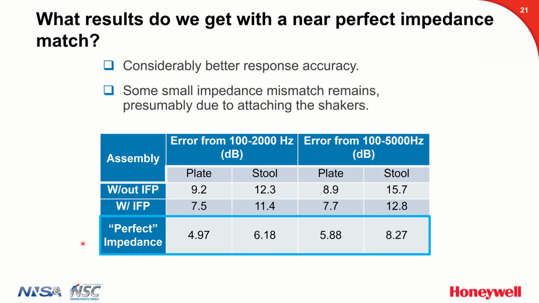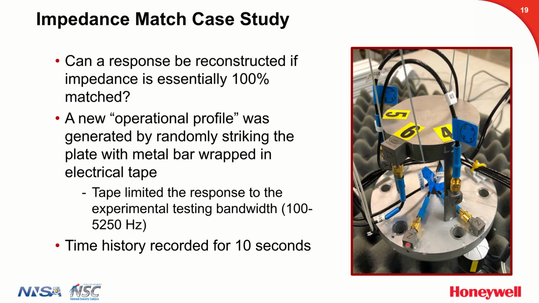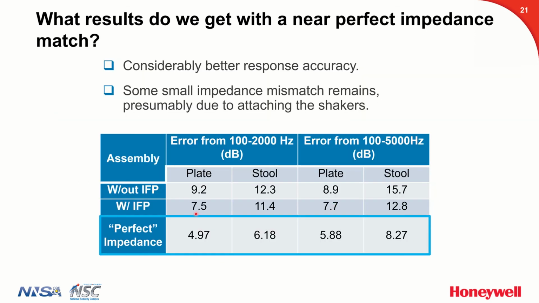So the impedance match is getting better and better. And interestingly, we did get quite a bit better control when the impedance matched near perfectly. And in all areas, the accuracy went up or the error went down. Now, there still was some impedance mismatch because when we did the test, we didn't have the shakers attached, and we did have to attach those for the environment reconstruction. So we say this is near perfect, but it does seem to support this idea that the better the impedance match, the better the control will be.